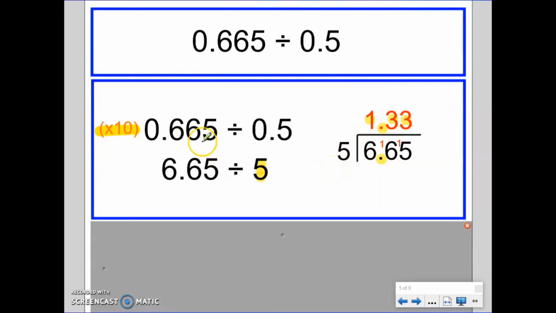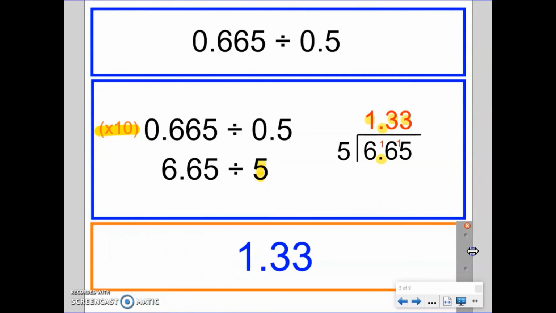So just a reminder that we could have multiplied both numbers by 1000 to make them both whole numbers. We would have ended up with the same answer. But we're trying to make the question as easy as possible, and multiplying by 10 to leave me with this question was the easiest option. So now I received my answer of 1.33, so I know the answer to the original question is also 1.33.